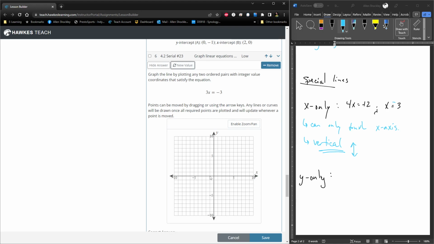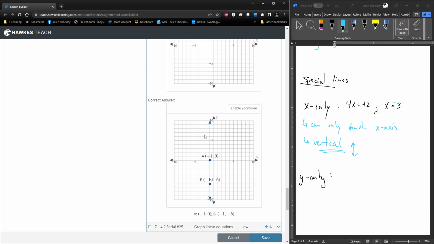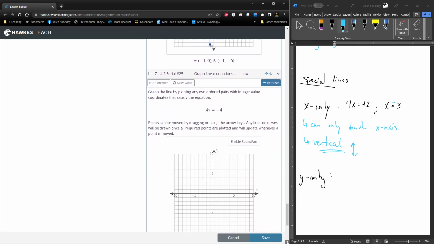It could be negative 1, 5. It could be negative 1, negative 5. It could be negative 1, 9. Negative 1, negative 1 even. So long as I only have an x, that's going to be a vertical line at that value. Which means y goes and does the opposite thing.